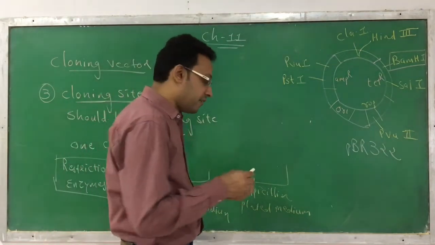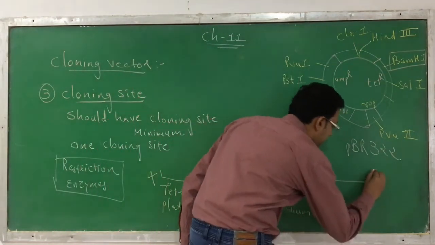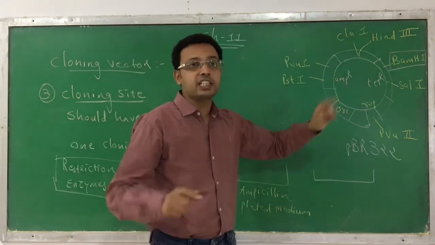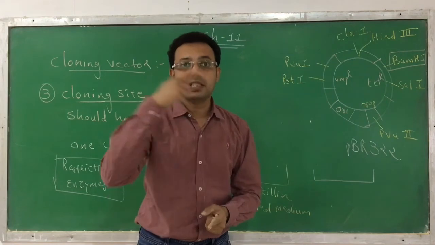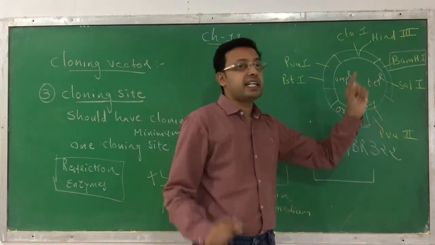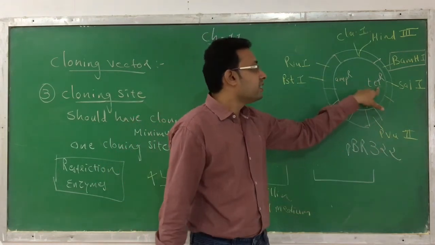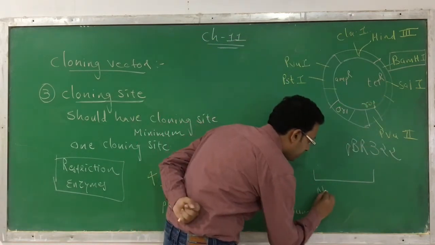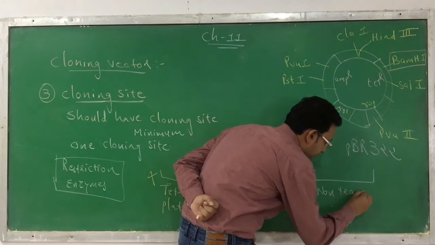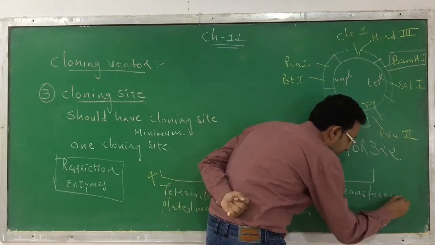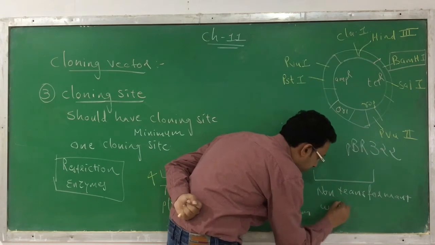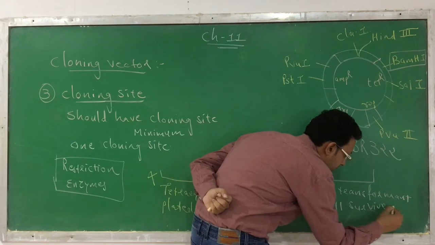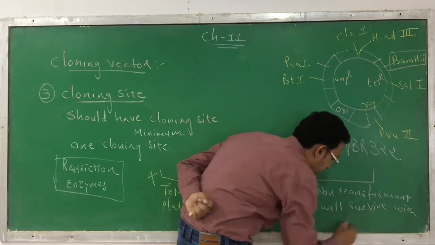But those bacteria which are not transformed, in which no change occurs, what will happen in that case? No change means ampicillin is also not affecting, means ampicillin is not killing. Even the tetracycline is not killing because here this remains the same. It is not cut. So here the non-transformants will survive with both antibiotics.